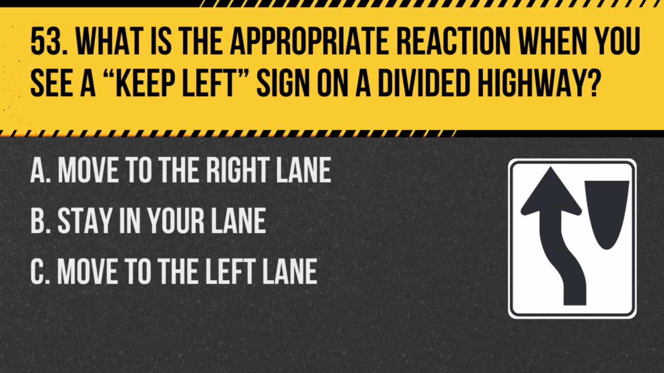Question 53. What is the appropriate reaction when you see a keep left sign on a divided highway? A. Move to the right lane. B. Stay in your lane. C. Move to the left lane. Answer: C. Move to the left lane. A keep left sign on a divided highway indicates that drivers should move to or remain in the left lane.